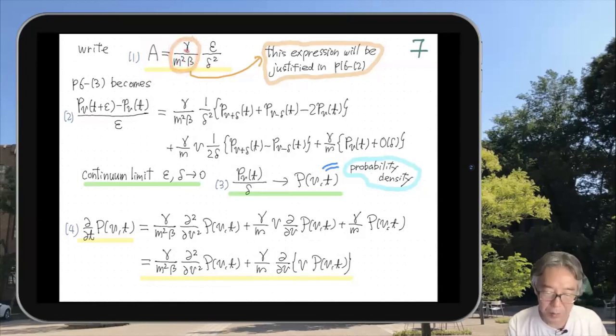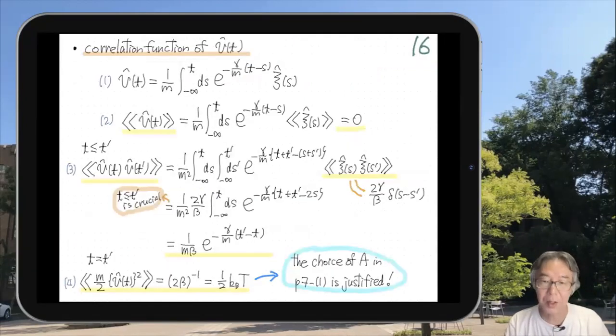And gamma turned out to be the coefficient for resistance. M is, of course, mass. And beta is, of course, the inverse temperature. But at this moment, we were not justified to make this choice. And finally, now we see that our choice was consistent with physics, consistent with equilibrium statistical mechanics. So now we know that our theory is consistent and okay.